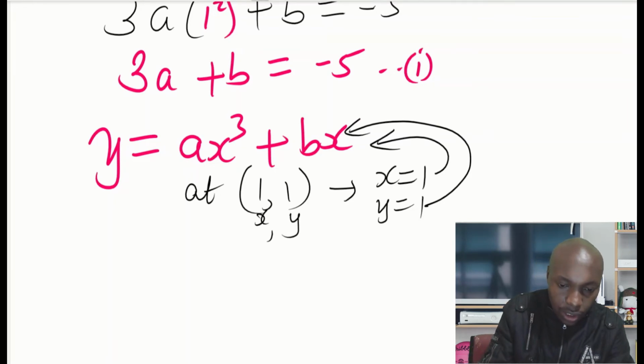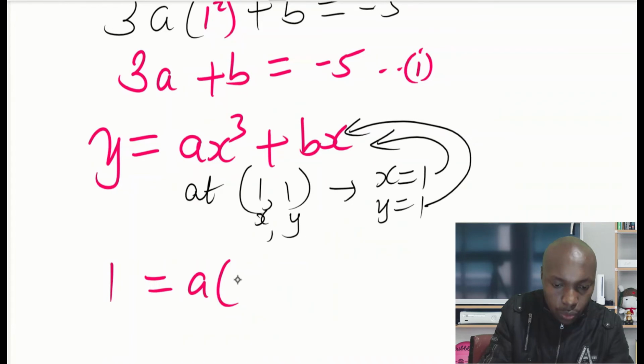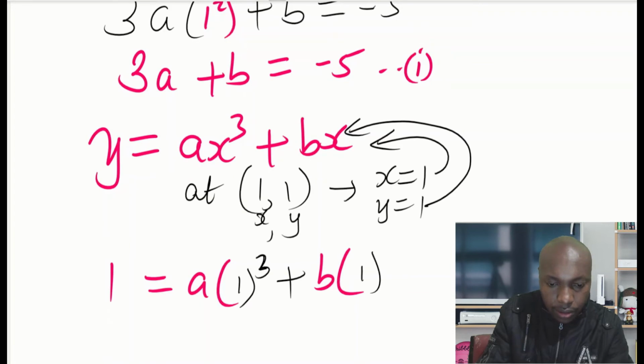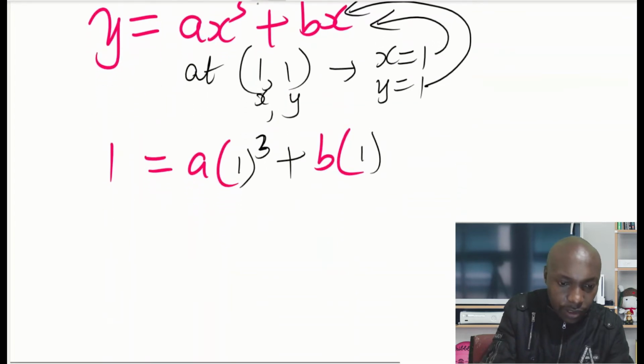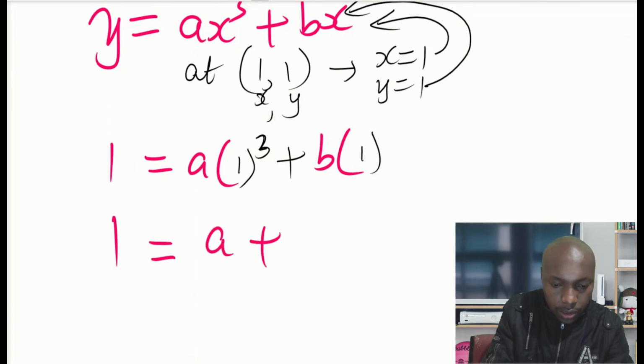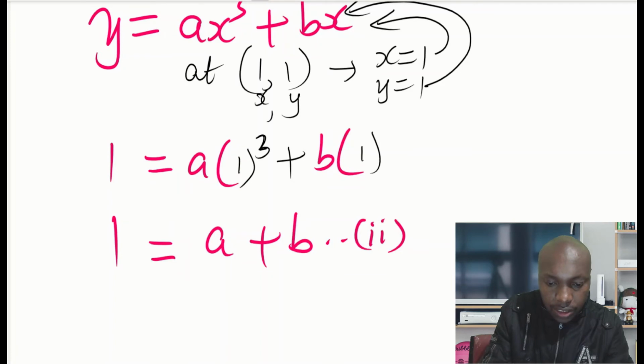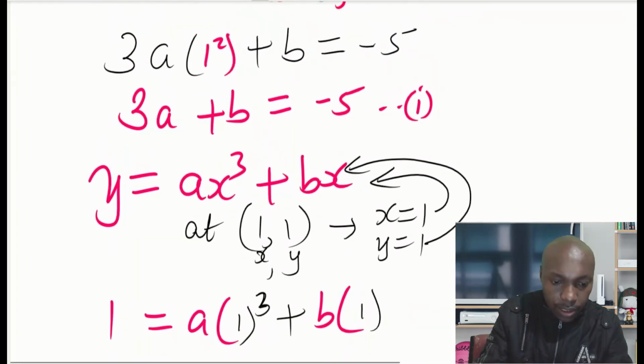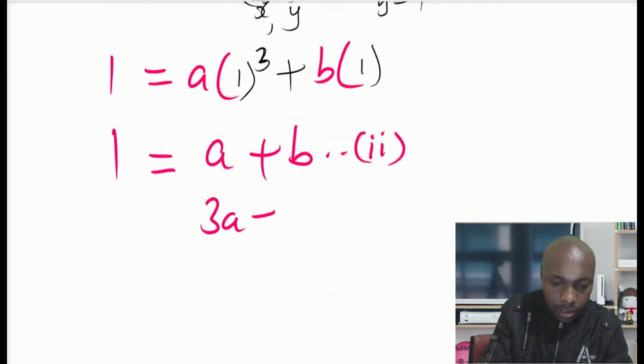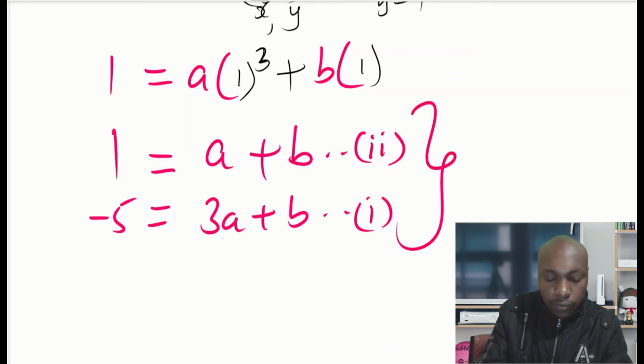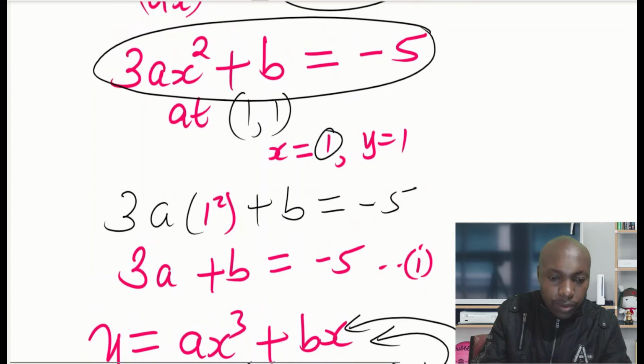That is, 1 equals a times 1 cubed plus b times 1. We're just substituting, so this gives 1 equals a plus b. Now this gives us the second equation. Now we have two equations. The first equation was 3a plus b equals negative 5. So we are going to solve these two equations. These are simultaneous equations.